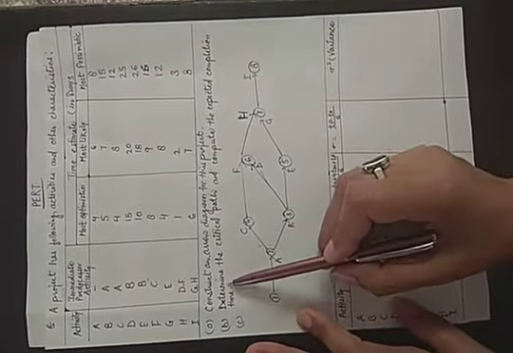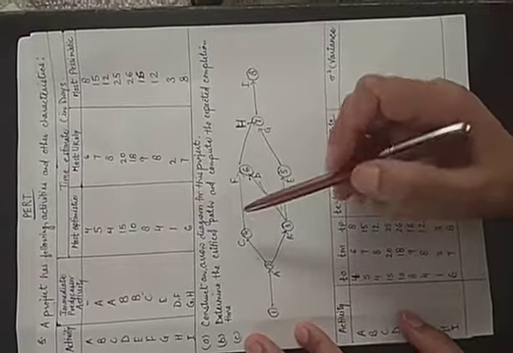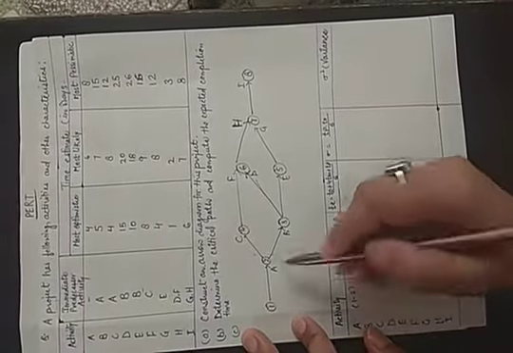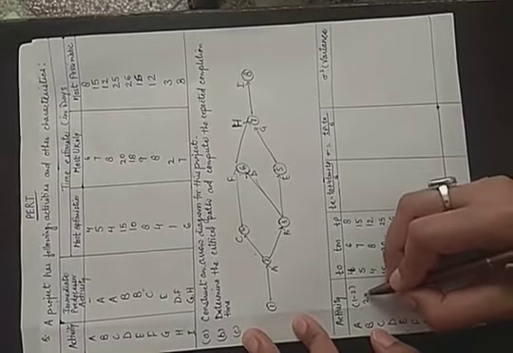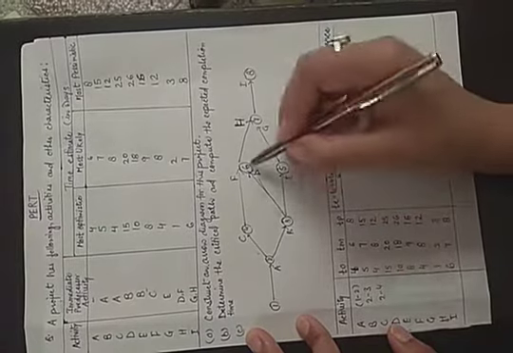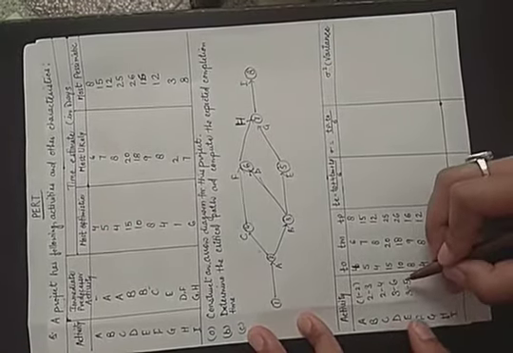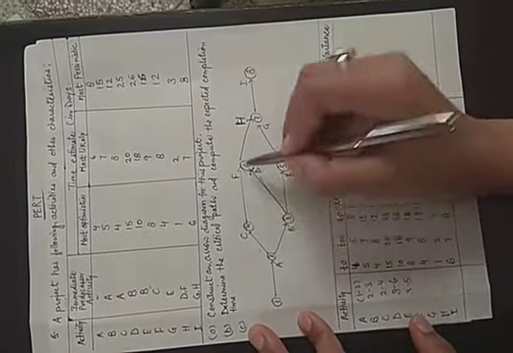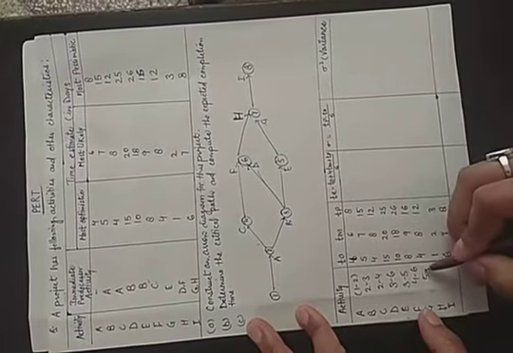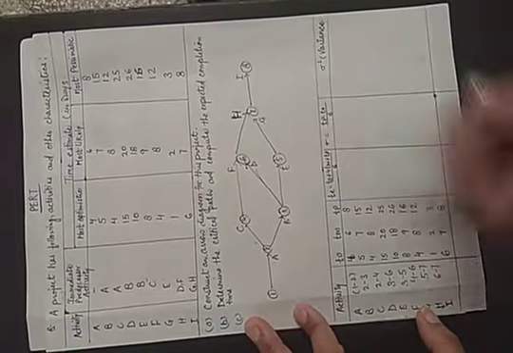Now we have to find the critical path and compute the expected completion time. Before finding the completion time, we will write the given activities. Activity A is 1 to 2. Next, B is 2 to 3. C is 2 to 4. D is 3 to 6. E is 3 to 5. F is 4 to 6. G is 5 to 7. H is 6 to 7, and I is 7 to 8.